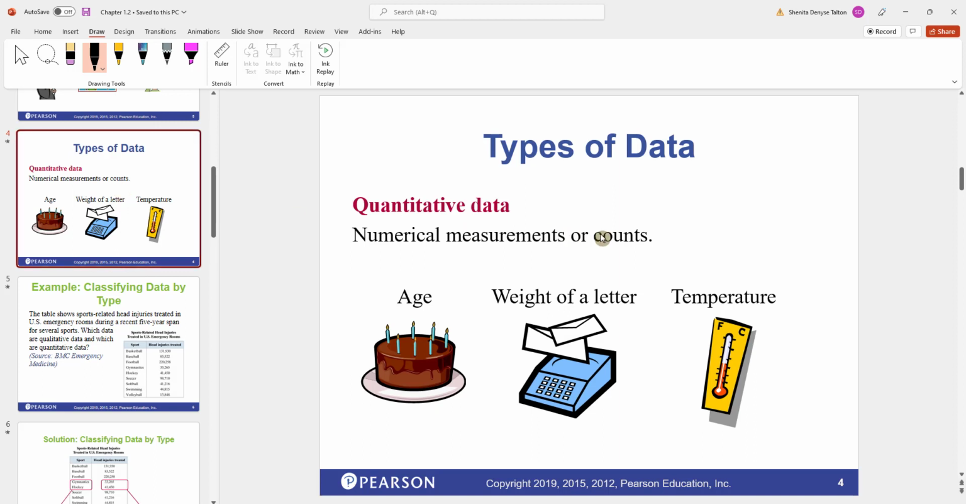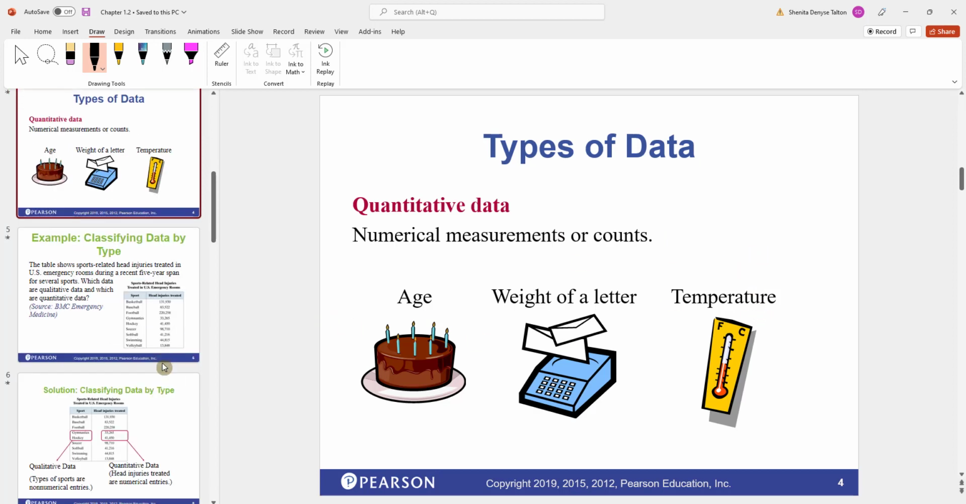Quantitative data will be numerical measurements or counts. For example, your age, the weight of a letter, and temperature. Those all deal with numbers.